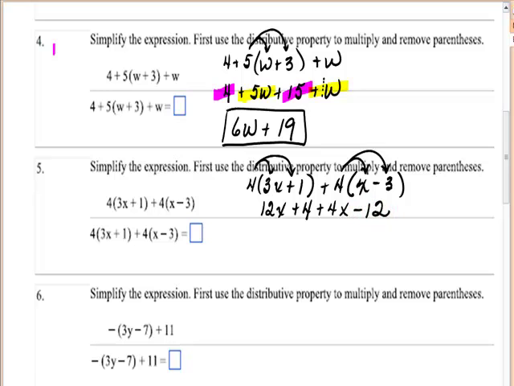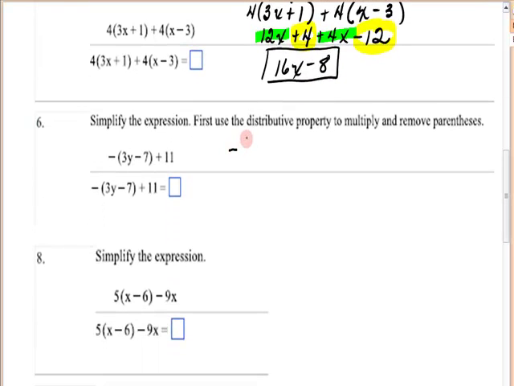Do I have any like terms? Yes, I have a 12x and a 4x. They're both positive. That adds up to be 16x. I also have a 4 and a minus 12. Now those are different signs, so I'm going to subtract. 12 minus 4 is 8, and the big sign was the negative, so it is 16x minus 8.